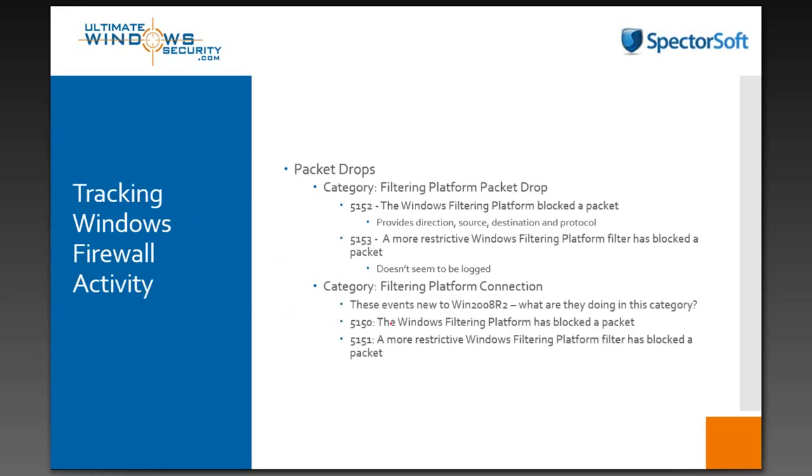Okay, well, let's drill down into our first type of activity, and that is tracking packet drops. So the firewall gets a packet, and then for whatever reason, whichever rule, it decides to drop that packet. How do we track that? Well, there are two categories that provide events on this. First of all, there's the obvious one, which is packet drop. Okay, and that gives us two events: 5152, 5153.